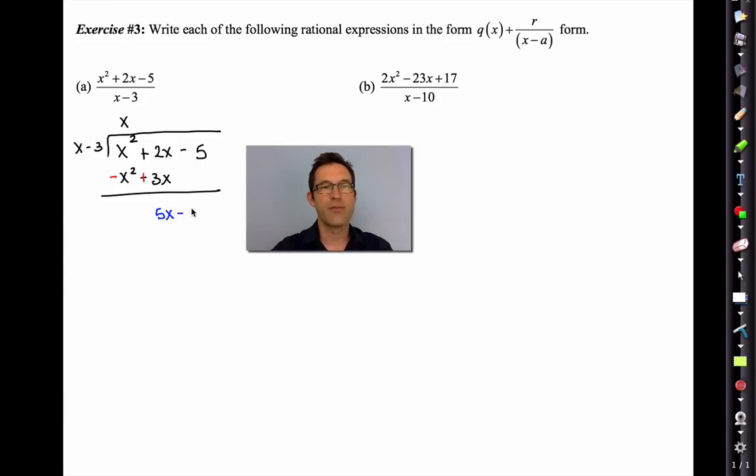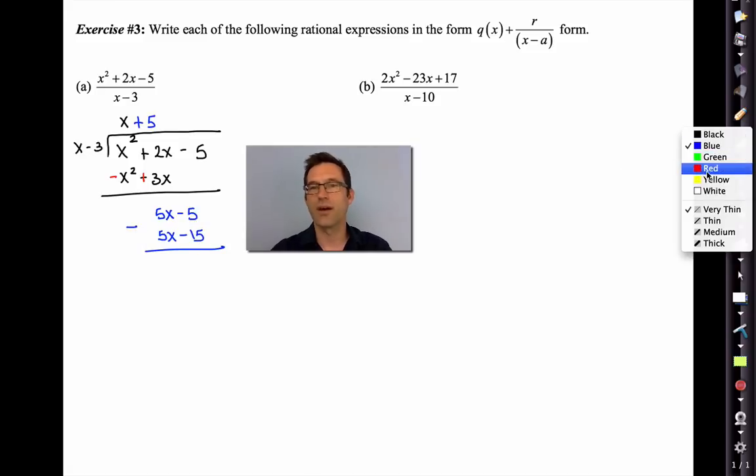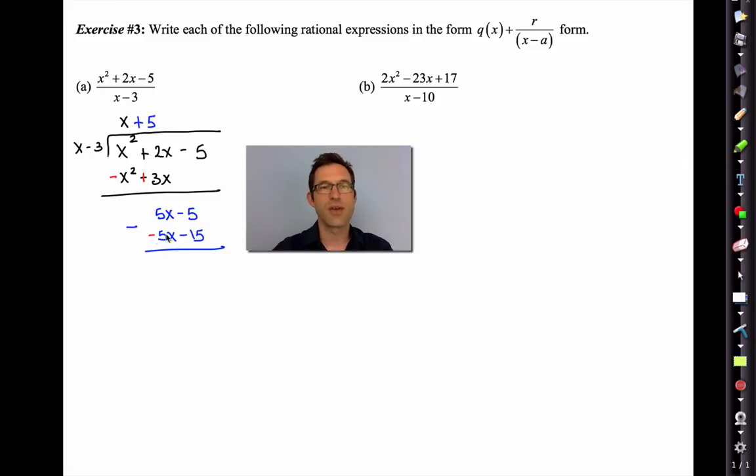I'm going to drop down that negative 5. Now I have to think about the 5x, so I'm going to put a plus 5 here. Then there's going to be a 5x minus 15. And again, I have to subtract, and that confuses students a lot of times. So it's sometimes easier to just turn that into a negative, turn that into a positive, get rid of this, and add. All right, 5x plus negative 5x is gone, and negative 5 plus 15 is positive 10. And that's it, that's my remainder. So at the end of the day, my final answer here is x plus 5 plus 10 divided by x minus 3.